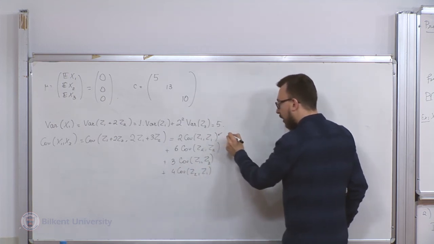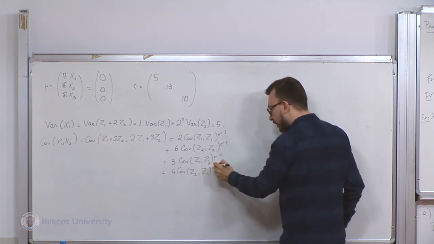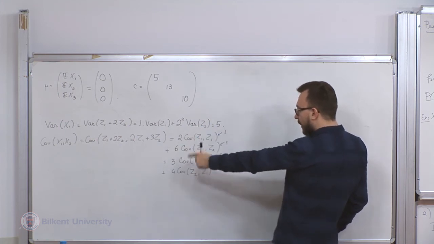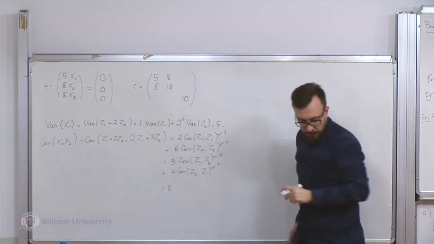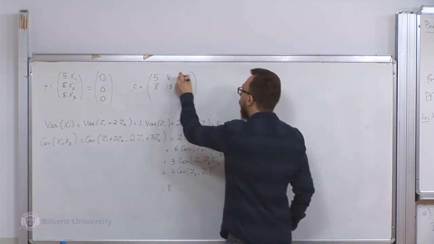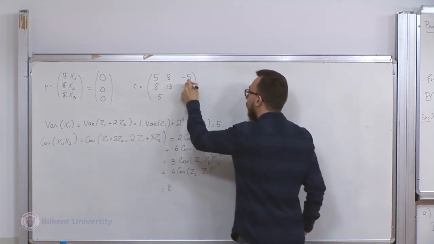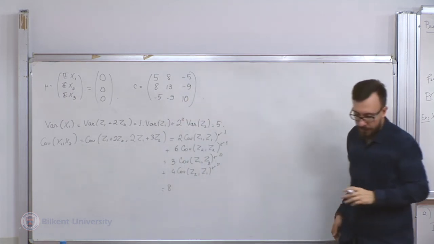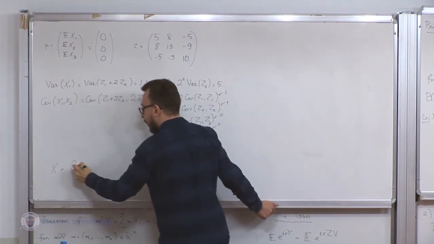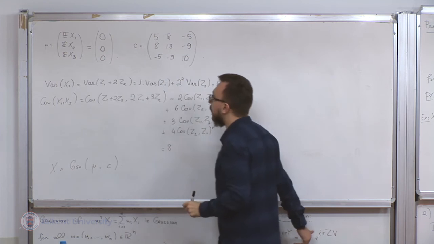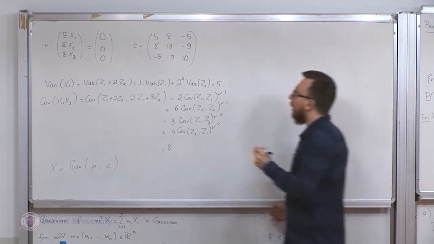So this is variance of Z1, this is variance of Z2, this is covariance. Since they are independent, these are 0. So I get just 8, right? So this is 8, this is 8. And you can calculate the others: minus 5 and minus 5, and also minus 9 and minus 9. So we can say that X is Gaussian with this mean vector and this covariance matrix. This was number 2.